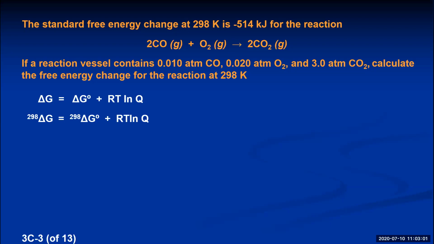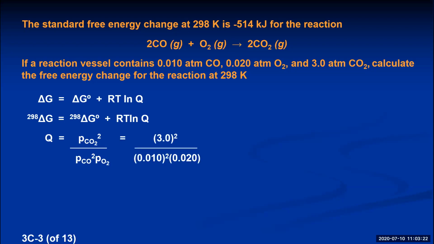And so what we need to calculate is the Q for this reaction. Q is just the ratio of the product pressures to the reactant pressures, each raised to their coefficient as a power, just like the equilibrium constant expression would be. And so if we put in the current pressures of all 3 gases, we can calculate the reaction quotient for this container. So the partial pressure of the carbon monoxide in the denominator, 0.010, the partial pressure of the O2 in the denominator, 0.020, and the partial pressure of the CO2 in the numerator, 3.0. If we calculate our reaction quotient, it comes out 4.5 times 10 to the 6th.